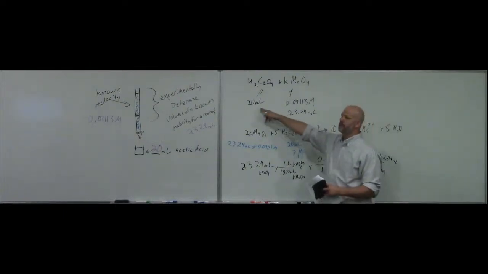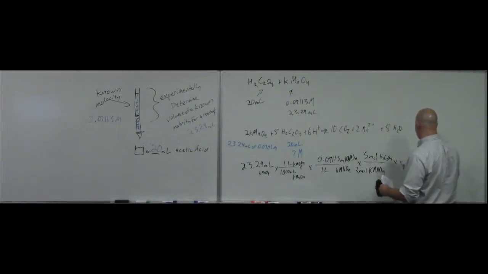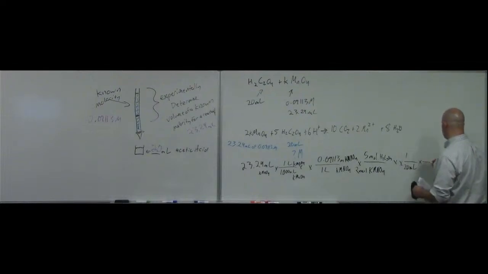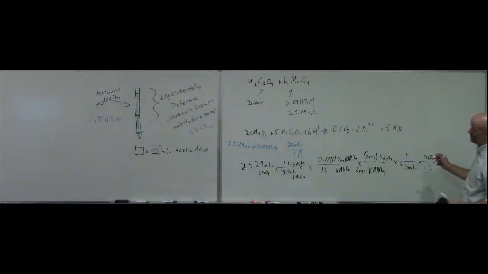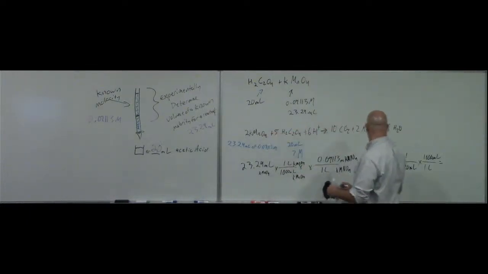I have 20 milliliters. So if I put moles, I need to get to moles per liter. I've got moles per milliliter. So I need to go over 1 over 20 mLs. And then of course I can put that to 1,000 mLs over 1 liter. And that should give me what I need there.